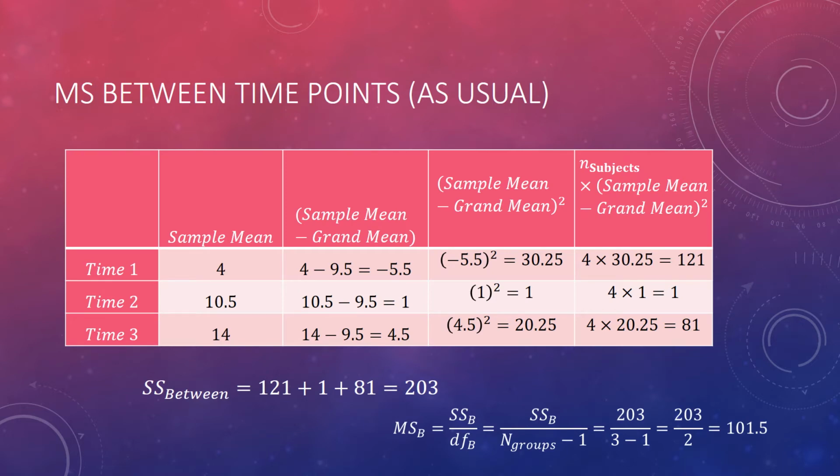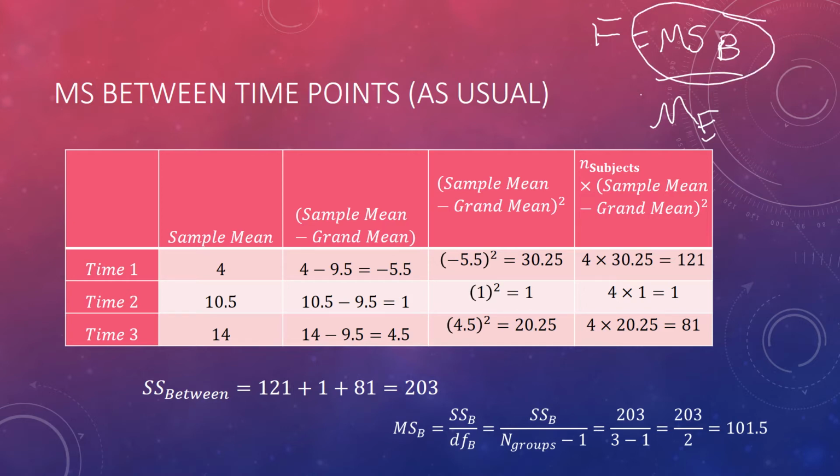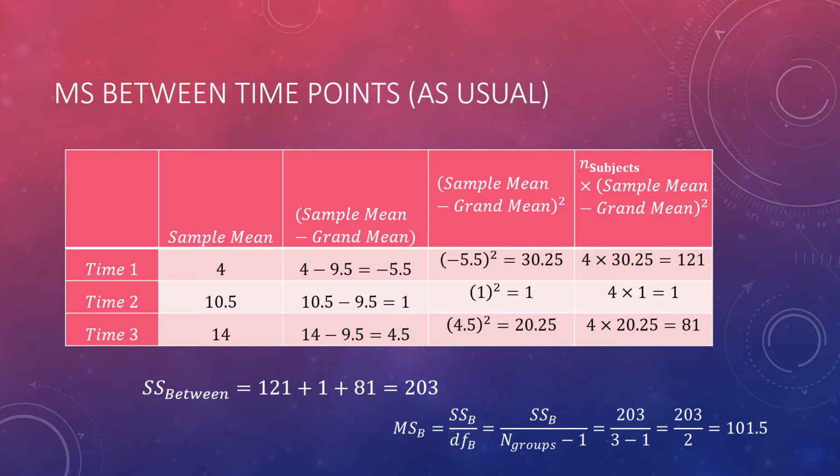So first you want to get the MS between. So remember, our F statistic is going to be the MS between divided by the MS error. So we're trying to get this top part right now. And to do that, it's very similar to the between subjects ANOVA. We're just going to do it specifically for time points instead of just for the groups. Or the groups are the time points.